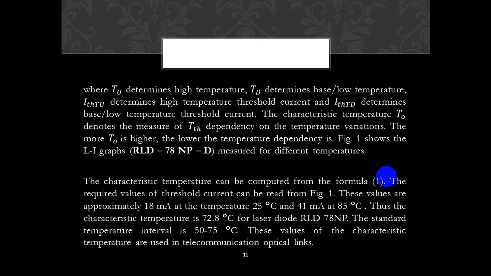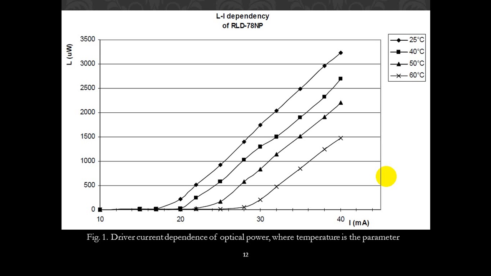The standard temperature interval is from 50 to 75 degrees centigrade. These values of the characteristic temperature are used in telecommunication optical links. This is an LI dependency curve. This shows the current dependency of optical power, where temperature is the parameter.